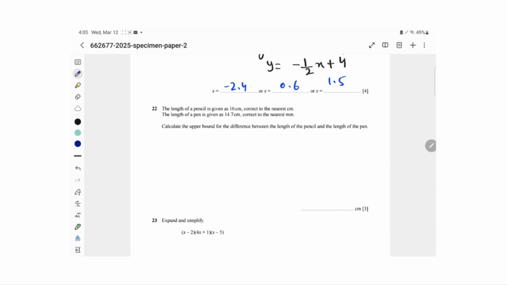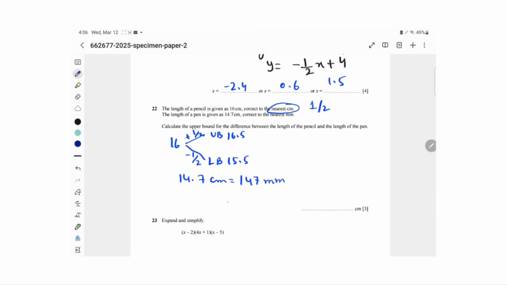Plus or minus 1 upon 2. So 16 plus 1 upon 2 will give you the upper bound, minus 1 upon 2 will give you the lower bound, because it's nearest centimeter. So the upper bound is 16.5 and the lower bound is 15.5. And 14.7 centimeter for nearest millimeter, so you convert this 14.7 centimeter into millimeters.